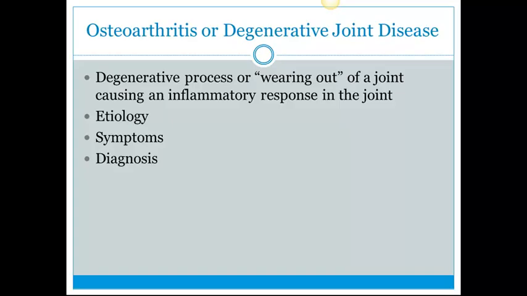Osteoarthritis and degenerative joint disease is a degenerative process or wearing out of joints caused by an inflammatory response in the joint. The etiology for this is unknown. Sometimes it can be sports injuries, which can speed up the process. Symptoms are swelling, pain, joints can become crooked or deformed, decrease in joint motion or grinding sounds.